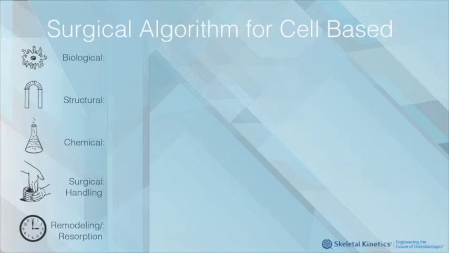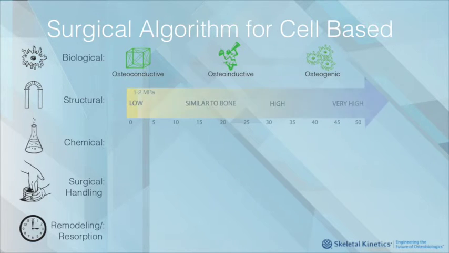Looking at our algorithm for cell-based bone graft substitutes, we see biologically they offer all the necessary components for new bone growth. Structurally, they offer very little, in 1 to 2 megapascals, if that. Chemically, they are similar to bone. Their surgical handling varies, but is mostly in granules and morsels, and their remodeling/resorption time is 3 to 6 months.